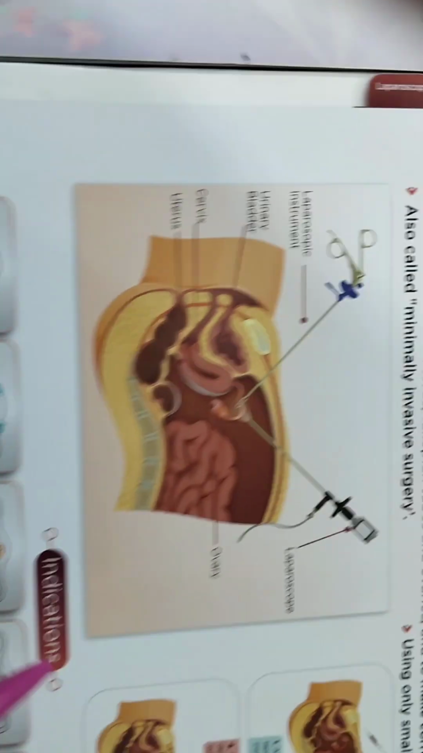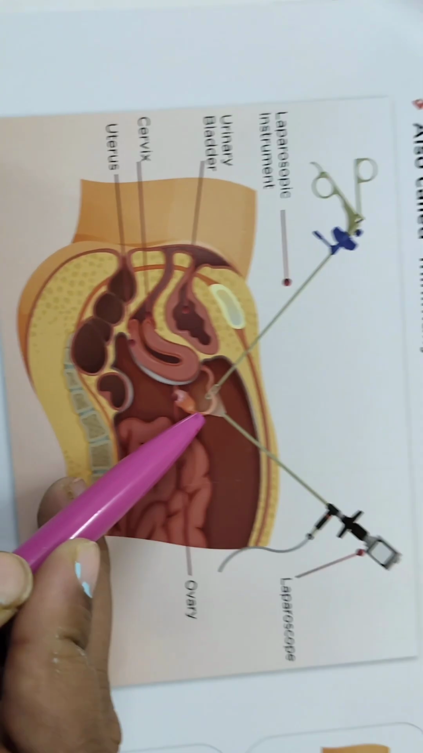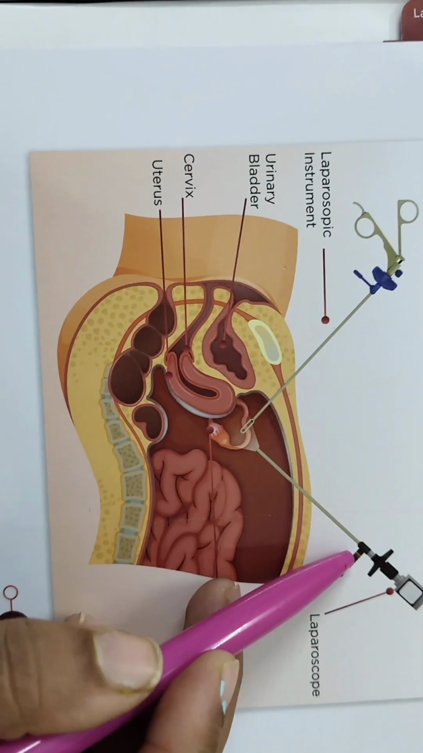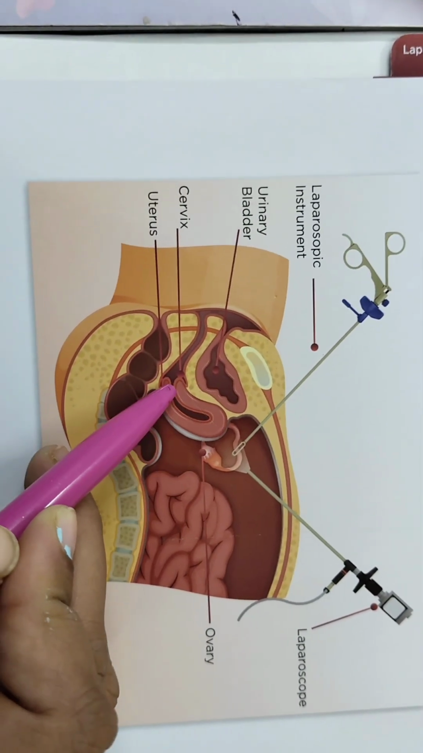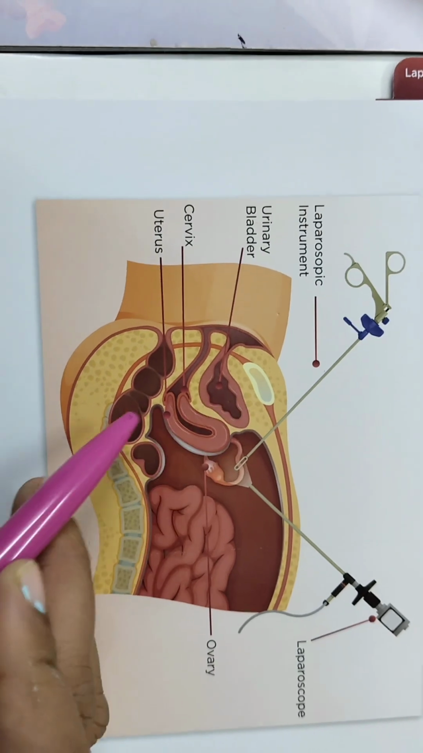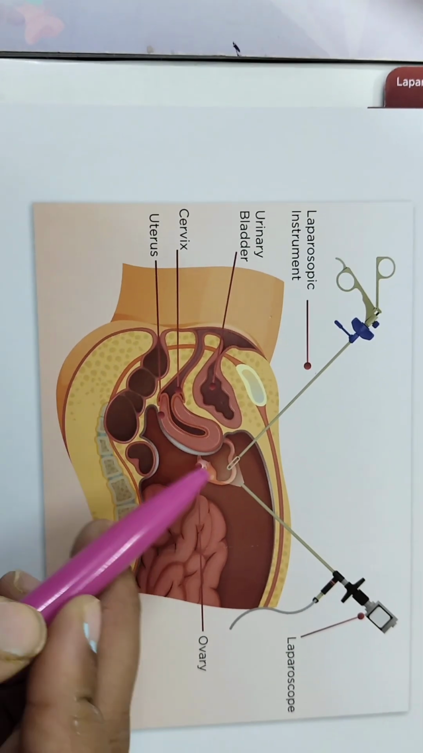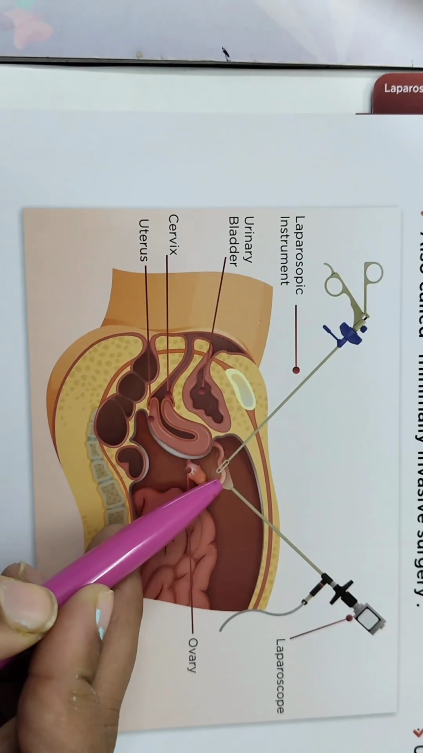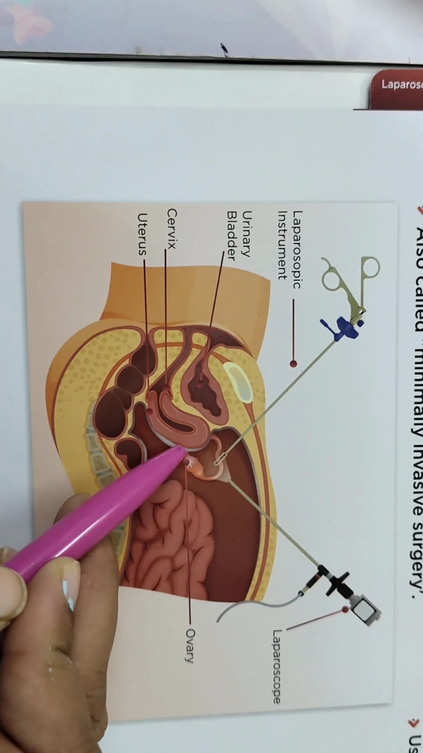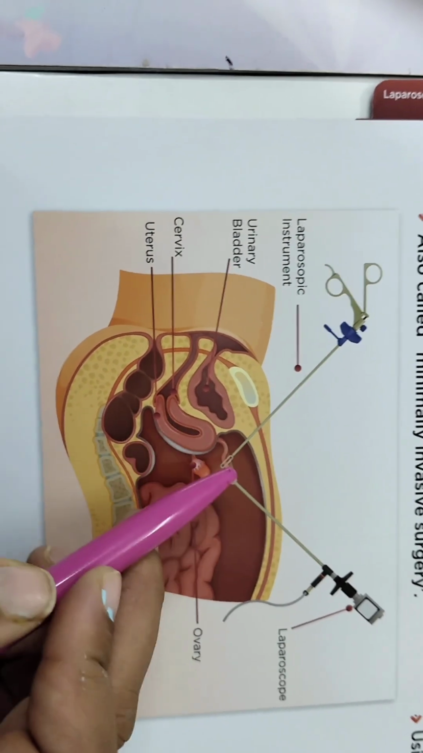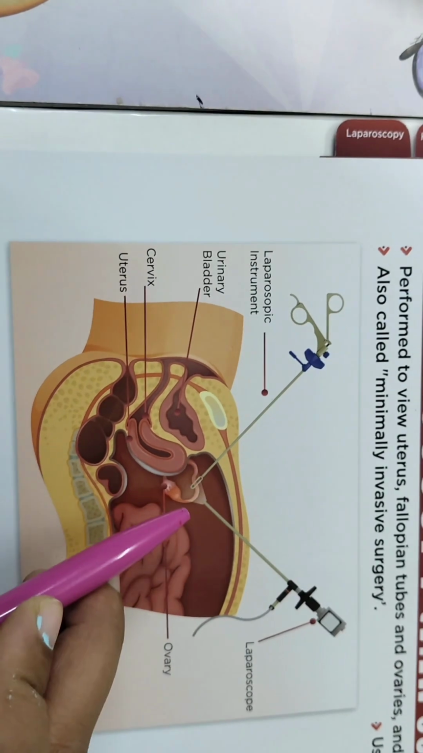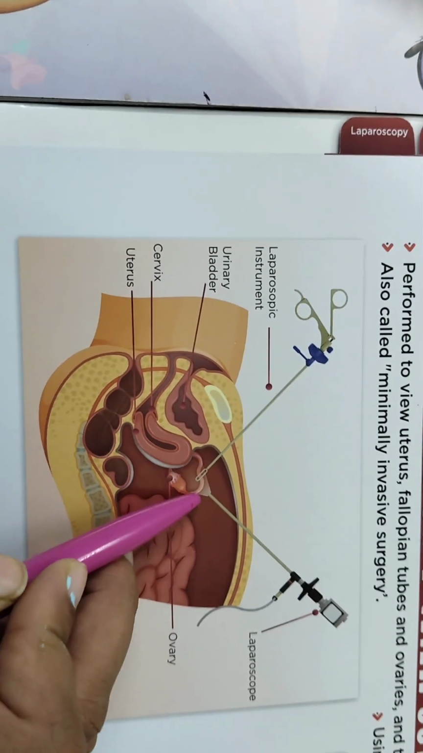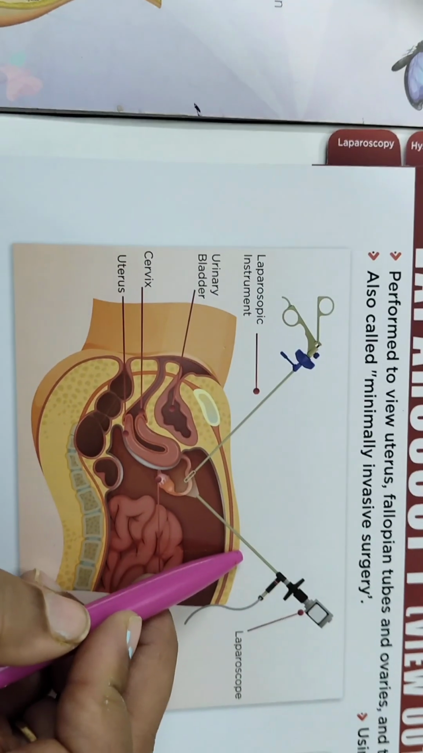Okay, so now if you see, this is a view, this is a camera which is being put from above the abdomen, and now again you can see this is a uterus. Okay, this is a uterus, in front is the bladder, behind is the rectum, and you can see this is a fallopian tube. Okay, this is a fallopian tube, here is the ovary. All right, so now what does it mean? That any problem in the uterus, in the fallopian tubes, in the ovary, okay, this can be dealt very nicely with the help of laparoscopy.